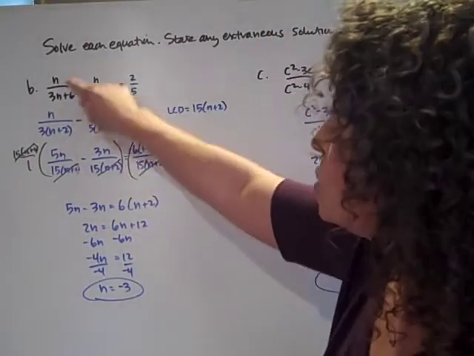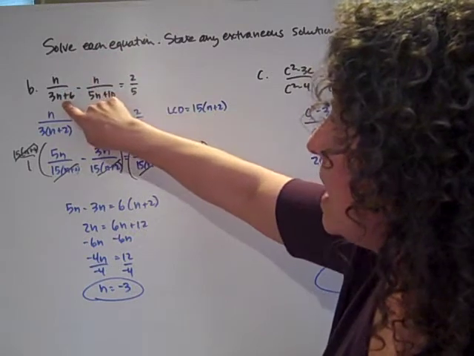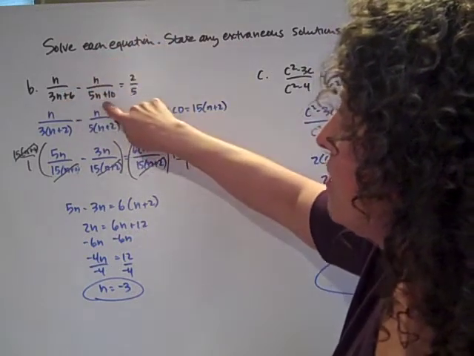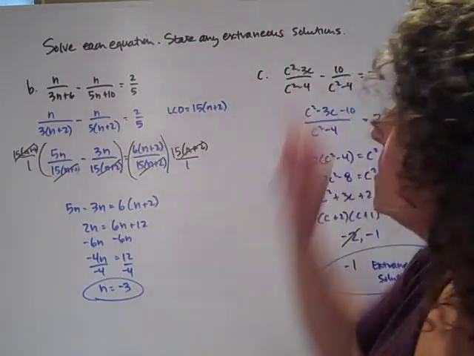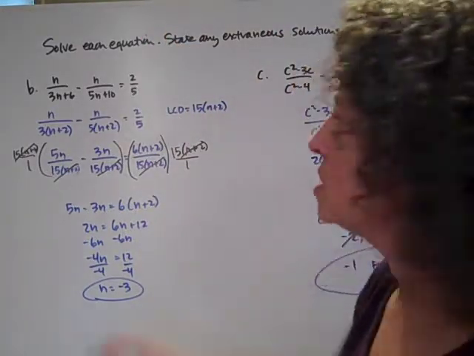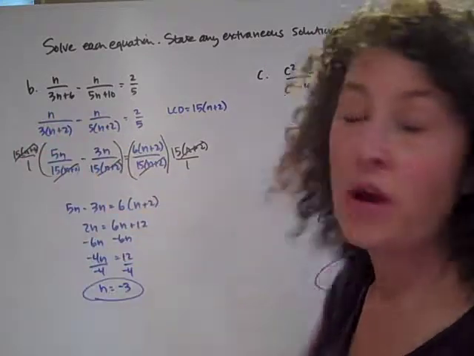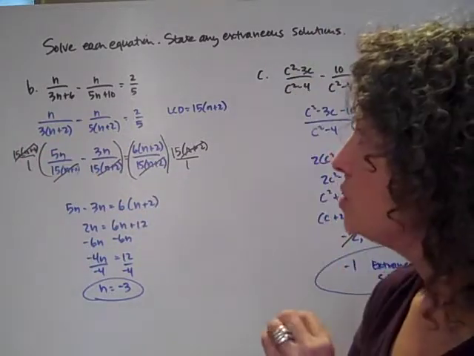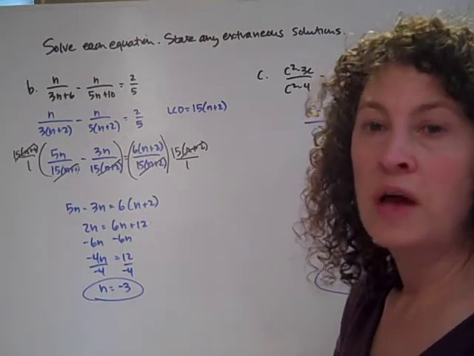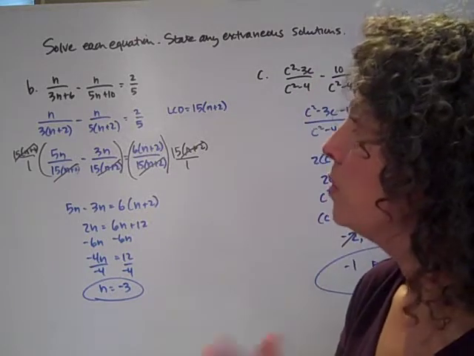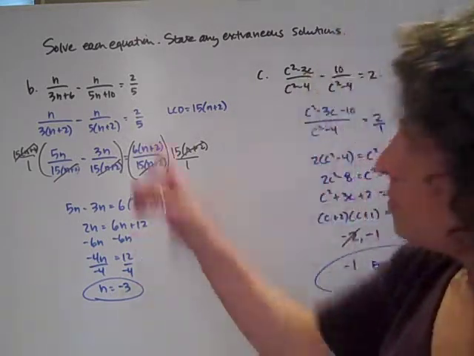All right, let's take a look at two more that have a little more going on in them. So I've got n over (3n plus 6) minus n over (5n plus 10) equals 2/5. We're going to solve each of these equations, but we need to pay attention to extraneous solutions, because notice what we have now is a variable in the denominator. And as soon as we have a variable in the denominator, we need to pay attention to using a value for that variable that will make the denominator equal to 0.